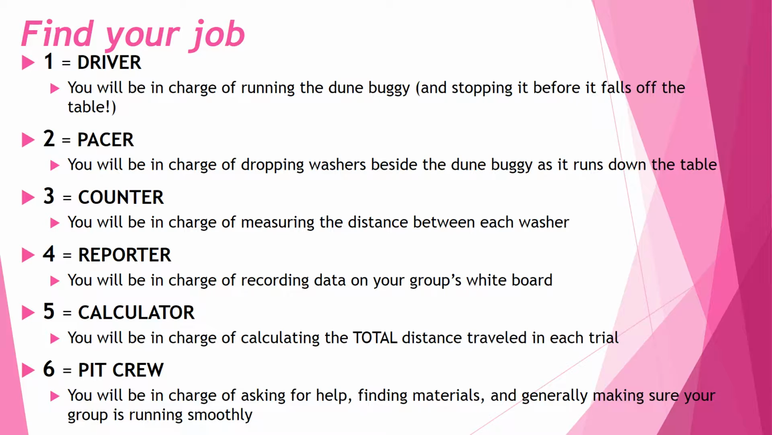In our groups, we had about 5 people per group, sometimes as many as 7, but the people in the group served different positions. We had a driver who put down the dune buggy and also walked around to the other side to make sure that the dune buggy was recovered or did not fall off the table. We had a pacer who went along beside and marked it with washers. We had a counter who measured the distance, somebody who recorded the data, and somebody who did the calculations. We also had one person who did the clapping to mark the time intervals.